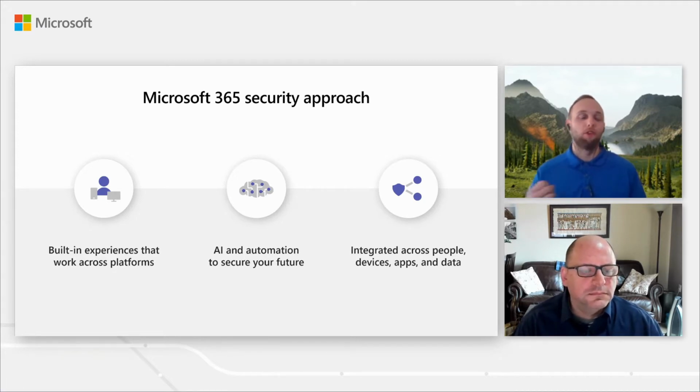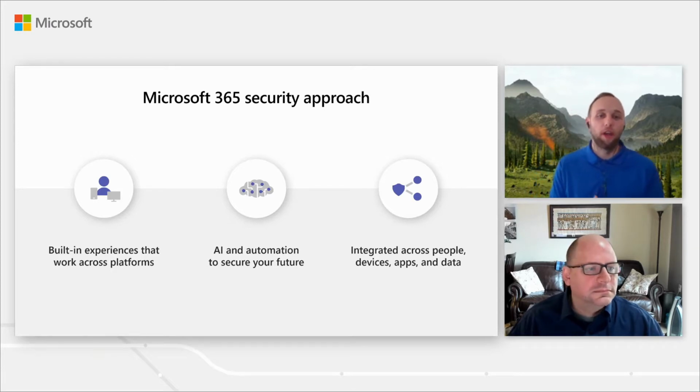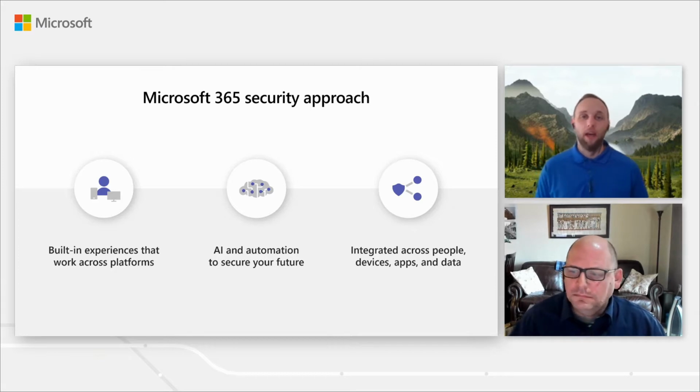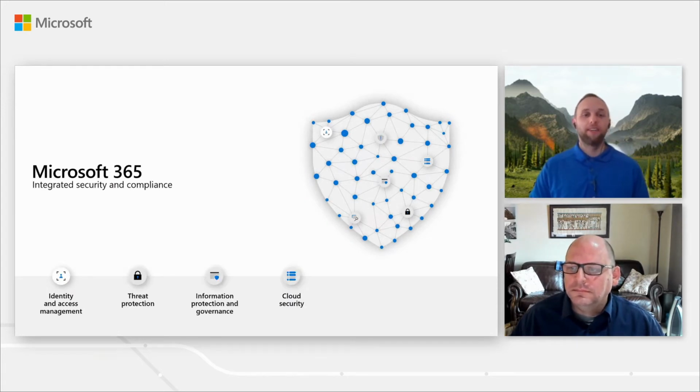Of course, we want to have those measures in place that are acting on behalf of your end users, but we also want to give you those artificial intelligence and automation tools to help make your job easier. And then we need to make sure these are integrated across people, devices, apps, and data that span your entire environment, wherever those employees may be working. So we take an integrated security approach here and focus on 6 pillars.